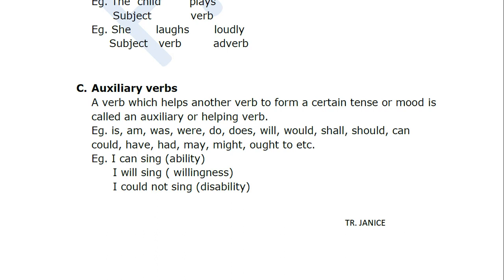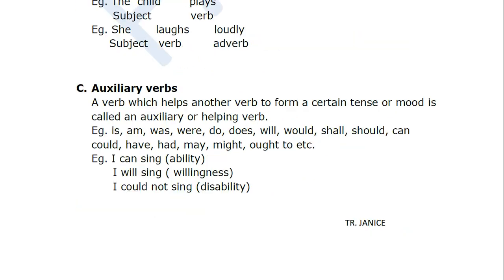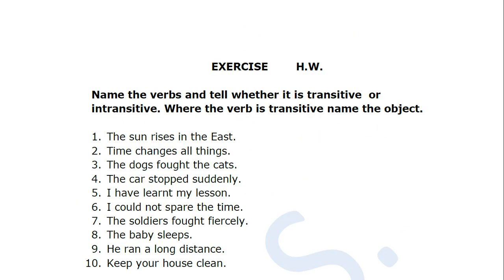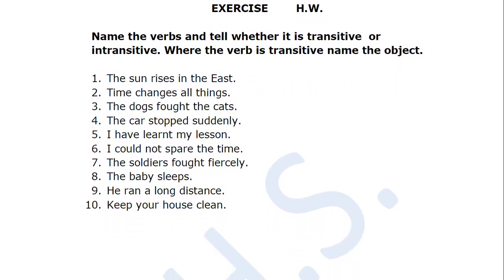Clear? Okay, now let's see your exercise. Name the verb and tell whether it is transitive or intransitive. Where the verb is transitive, name the object. Okay, here. Now what are you supposed to do?